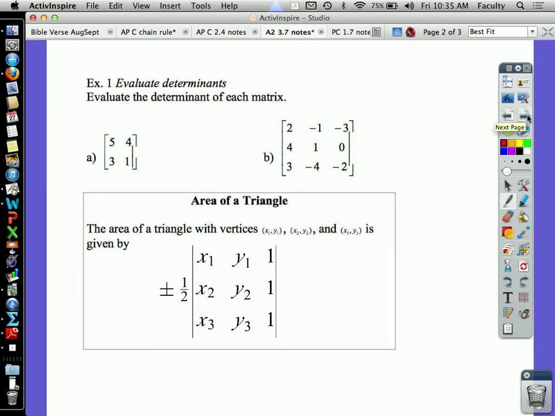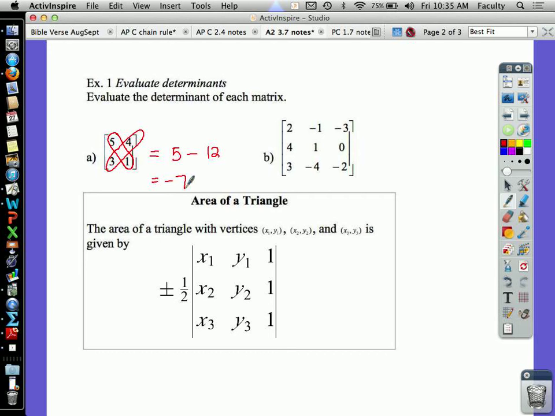All right, so here we go. In example 1, it says evaluate the determinant of each matrix. So here's what you're going to do. You're going to start with the top left in a 2 by 2. 5 times 1 is 5. Minus, and then you subtract the up diagonal. 4 times 3 is 12. Notice that this determinant has a negative value. It's negative 7.